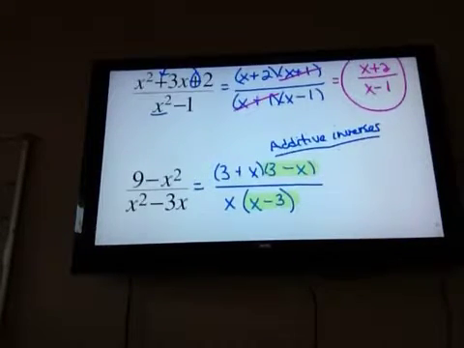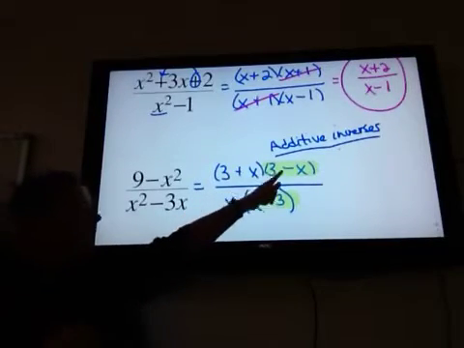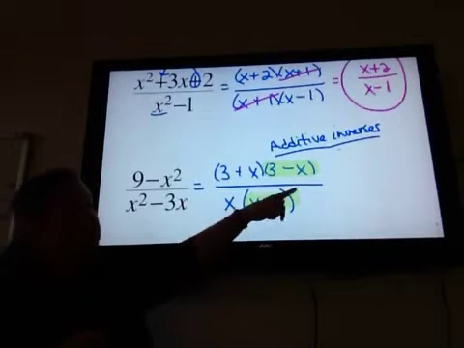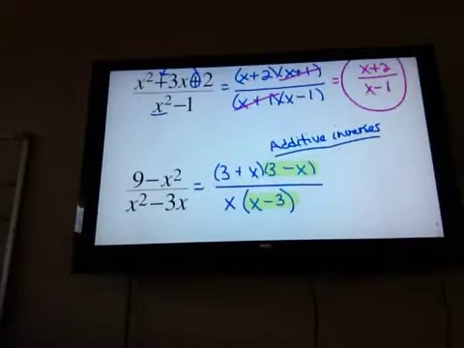8 and negative 8 are additive inverses. If I added 3 minus x with x minus 3, 3 and 3 would cancel, x and x would cancel, that would give me 0. Those are additive inverses. I can't cancel them as they look because they don't look alike.